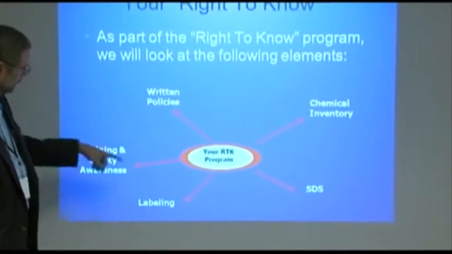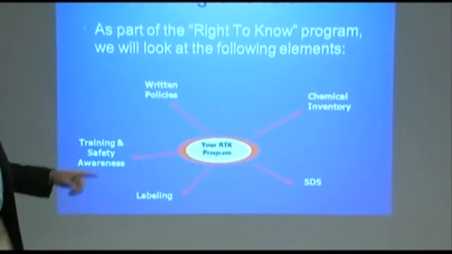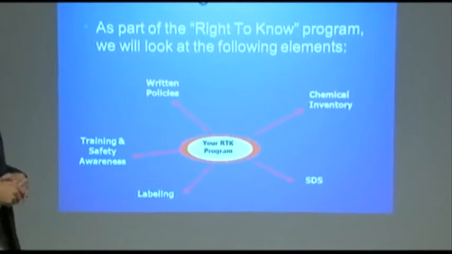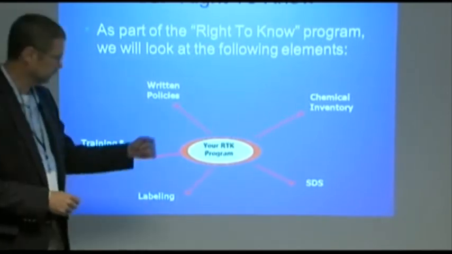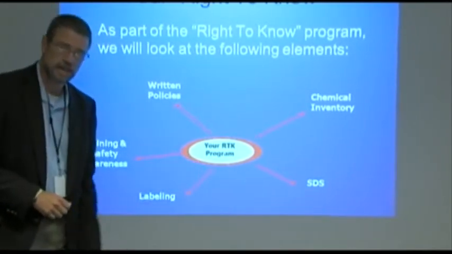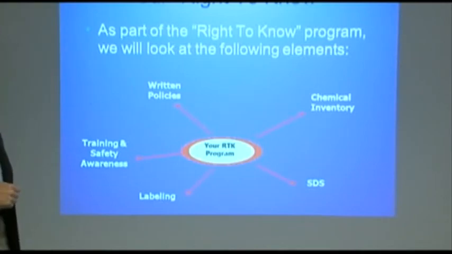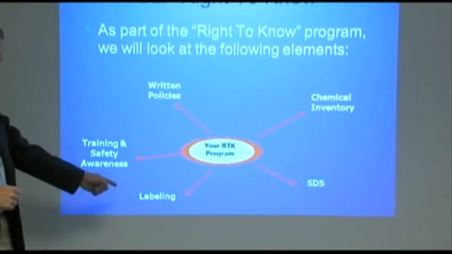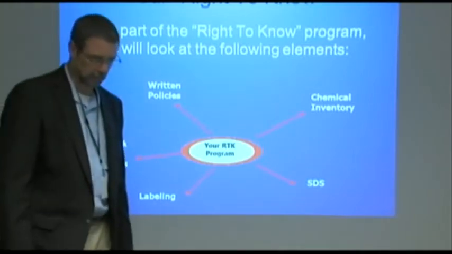We have these components. We have written policies. We have an inventory of the materials that we use, maintained by the technical and facilities manager. We have safety data sheets available to you. We have labeling of materials, and then finally, training.